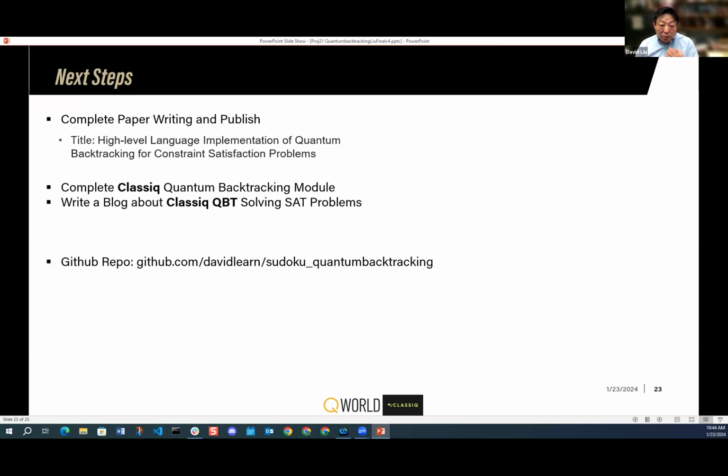So basically, the next step is to implement the Classiq quantum backtracking module fully, write a blog, and finish up how to use Classiq QBT to solve the SAT problem. So that's it. We have a GitHub on it also.